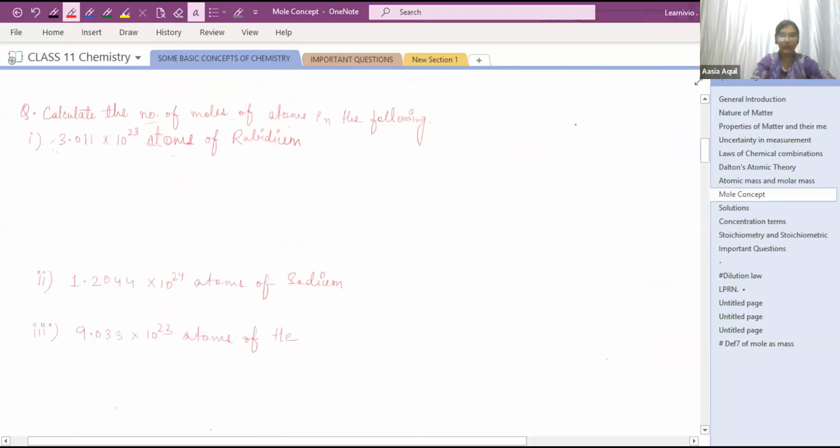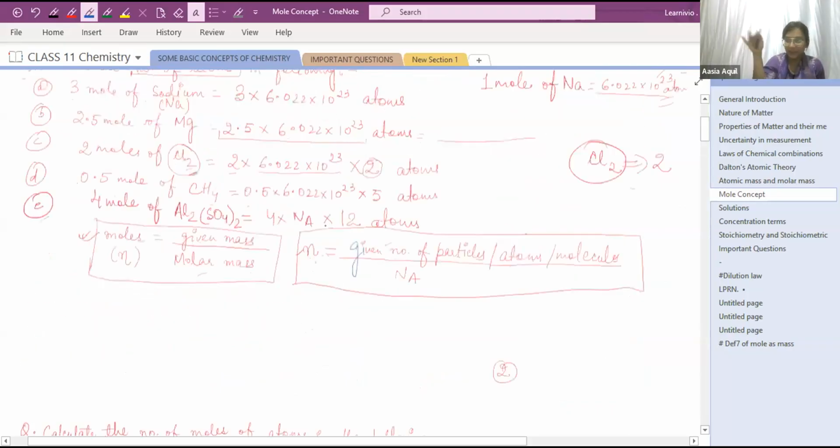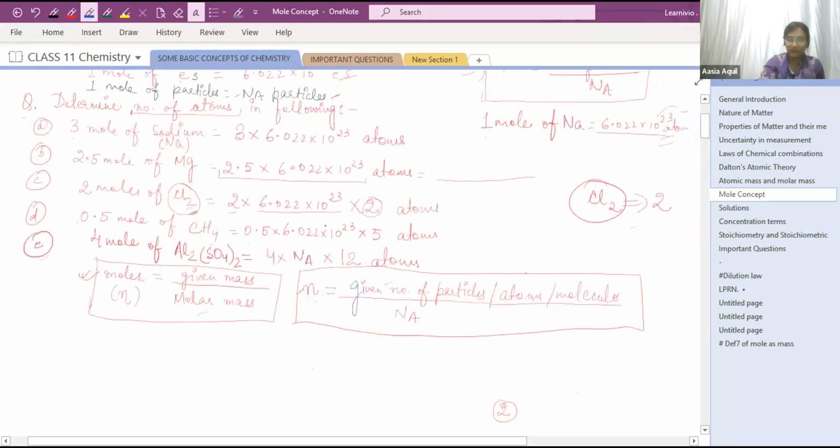Okay, so here's again a question. Calculate the number of moles of atoms in the following. Now see, atoms are given, the particles are given, but you have to find the number of moles. So what formula do we have for the number of moles? The number of moles is the given number of atoms divided by the Avogadro number.